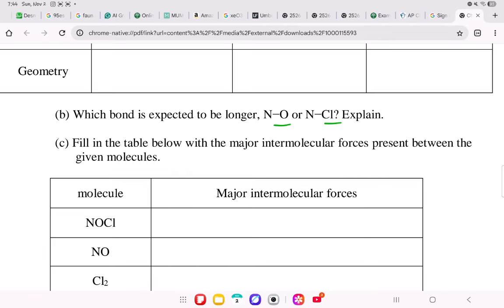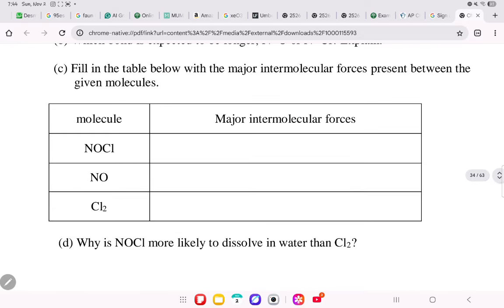Fill in the table below with the major intermolecular forces present between the given molecules. So NOCl, I think it was AX2E. So it's not symmetrical, first of all. Second of all, we have 2 different elements, right? So in all scenarios, it would be a polar molecule, meaning the major force is PD, dipole.